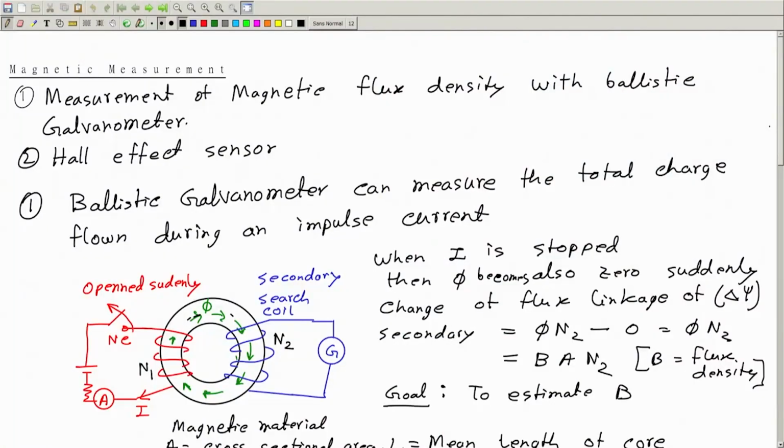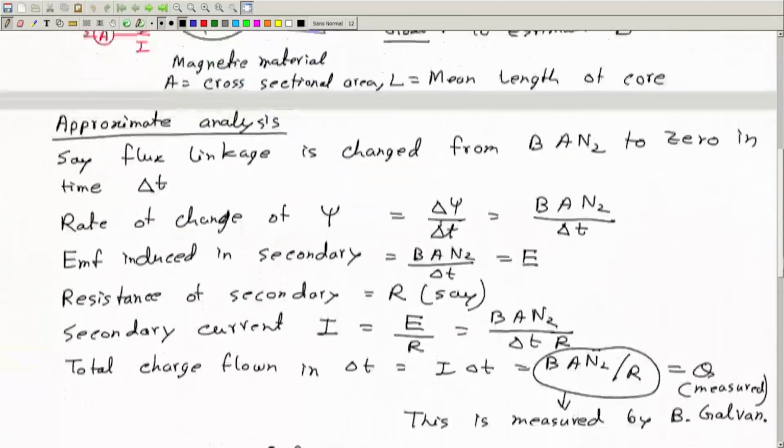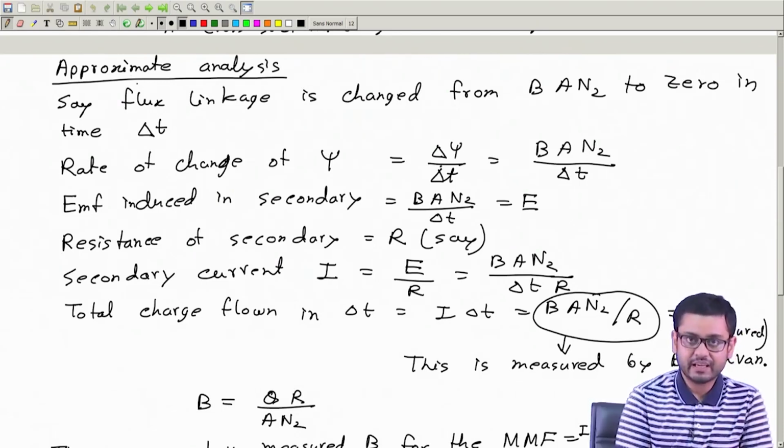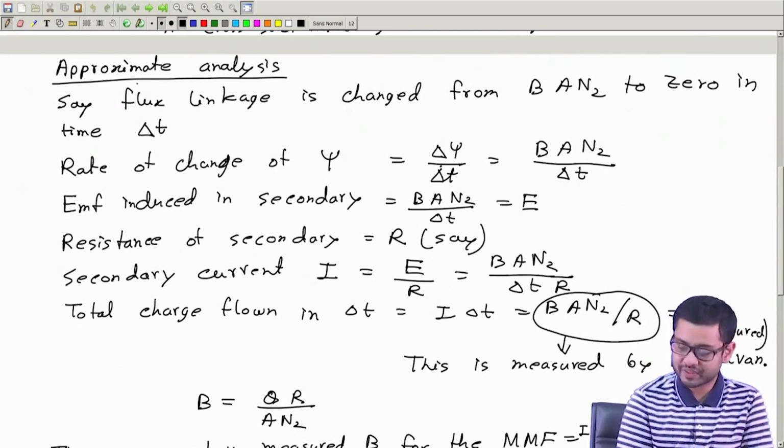So far we have seen how to measure flux density in a core using a ballistic galvanometer. And so far I have said that the derivation that we did is an approximate one. It's not very accurate. Can you guess why I said so?